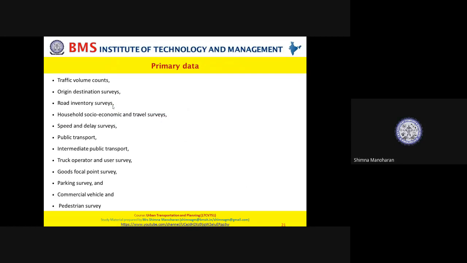So now we will quickly glance through the primary data and secondary data. The primary data that you have to collect for any transportation planning survey: the traffic volume count, then the origin destination surveys, road inventory, like what are the conditions or facilities available on the road, then household socioeconomic and travel survey. Obviously you understand, right? Based on the socioeconomic condition, the type of travel pattern will be changing. Then speed and delay survey.